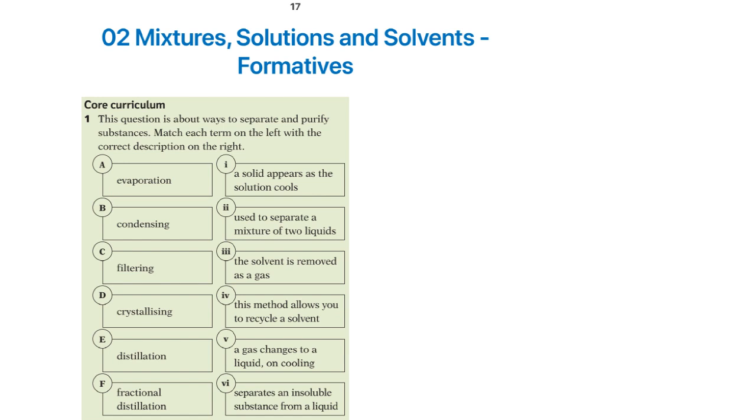Let's start matching it. A solid appears as a solution cools. Number one has to be crystallization, which is D. So I'll just cross this out. We're done with this, right? Okay. Separate mixture of two liquids. That has to be fractional distillation. Okay? That's kind of gone. All right.